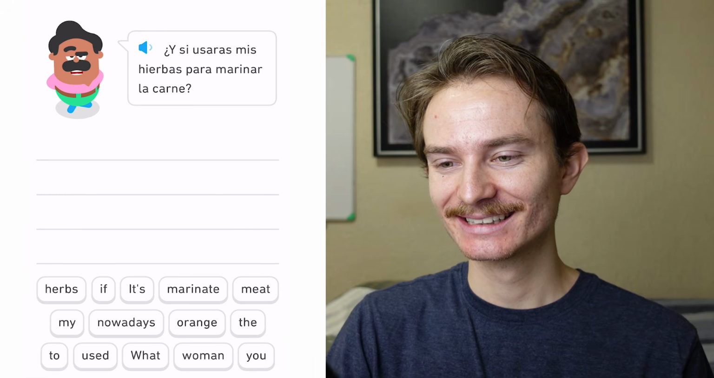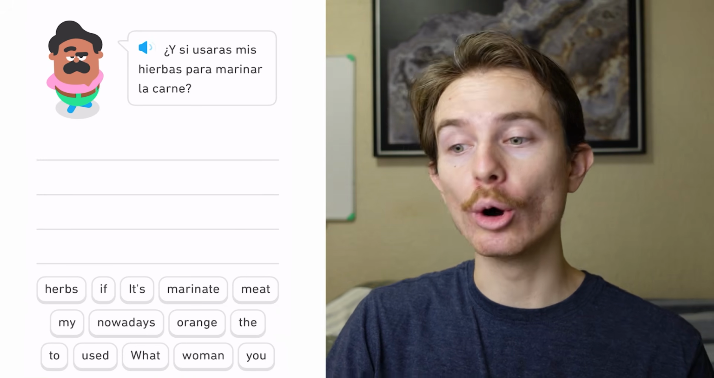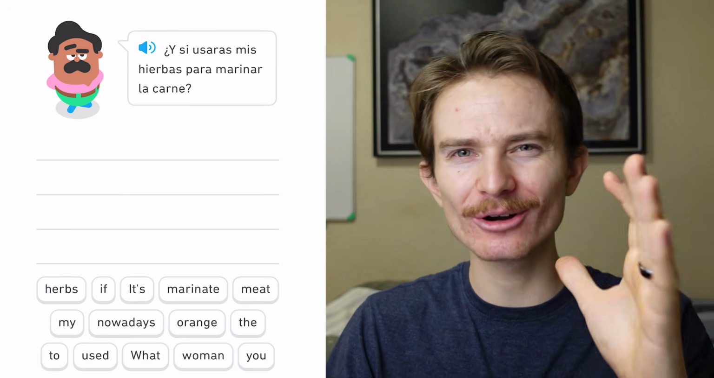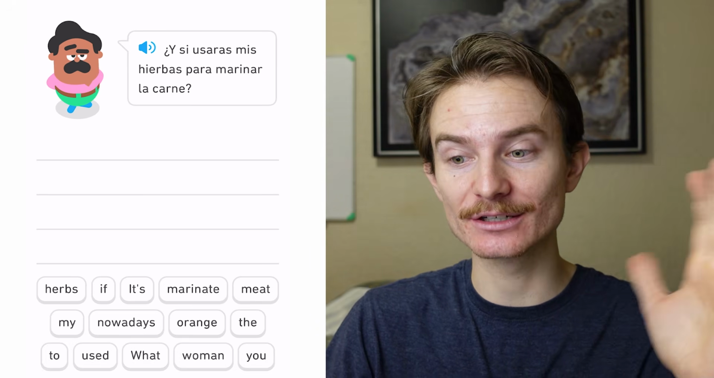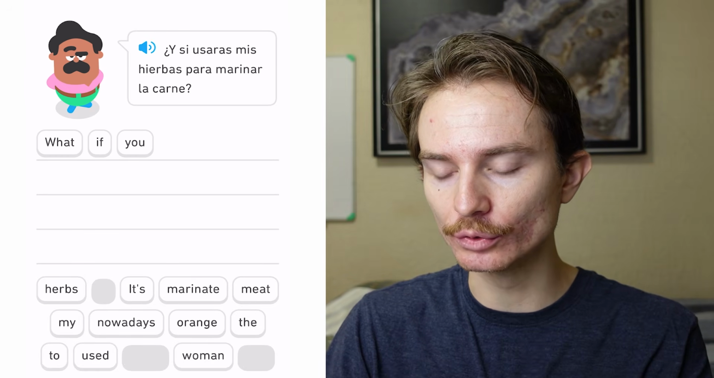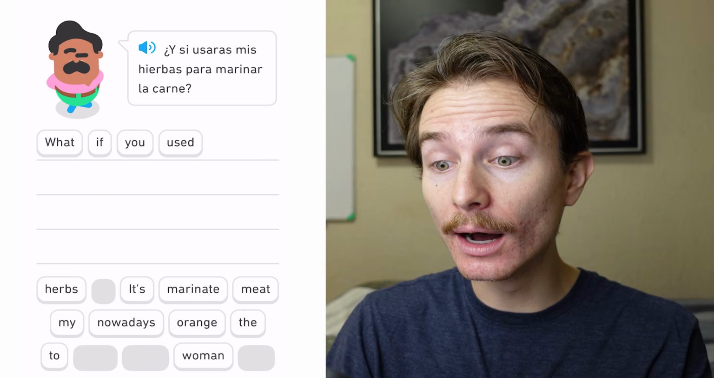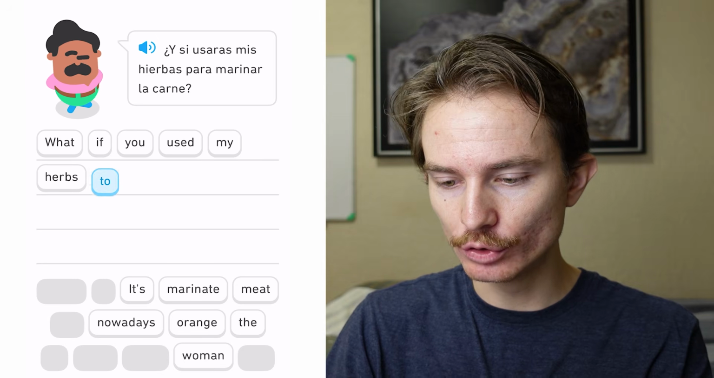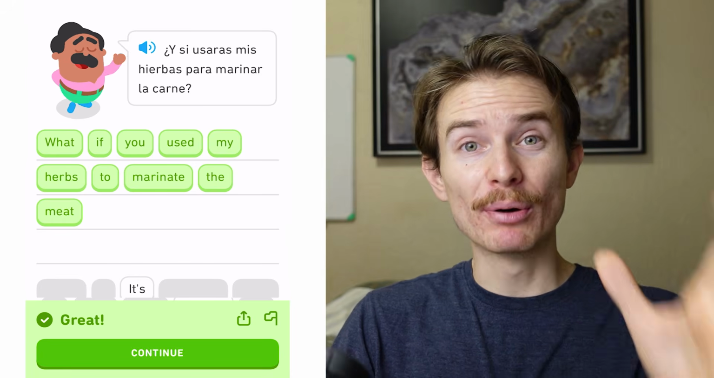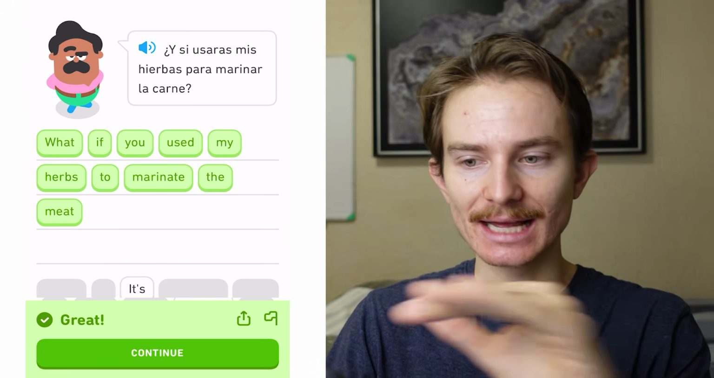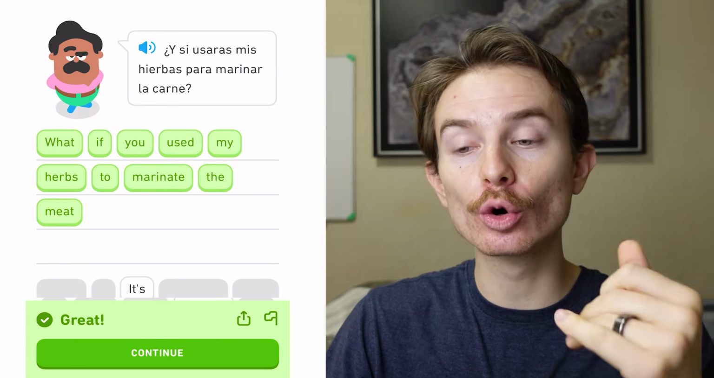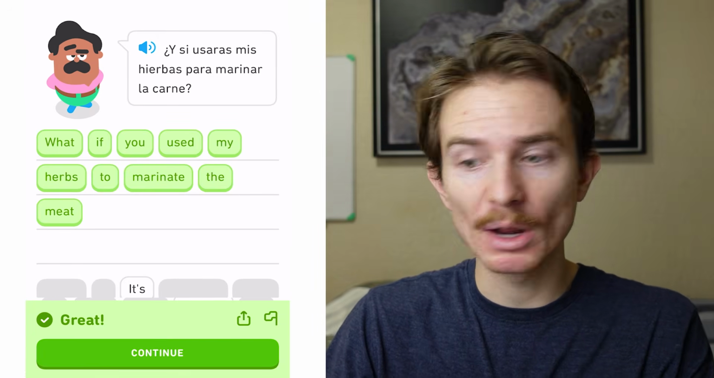Y si usaras mis hierbas para marinar la carne. Oh, okay, interesting. So, usaras is the imperfect subjunctive, and it's arguably the hardest tense to understand in the entire Spanish language. So, and if you were to use, or what if you used, my herbs to marinate the meat. Okay, y si usaras. So, personally, when I translate this sentence into my head, I would translate this as, and if you were to use, or and if you used, both work, okay?